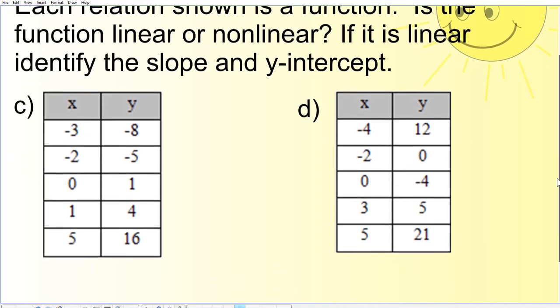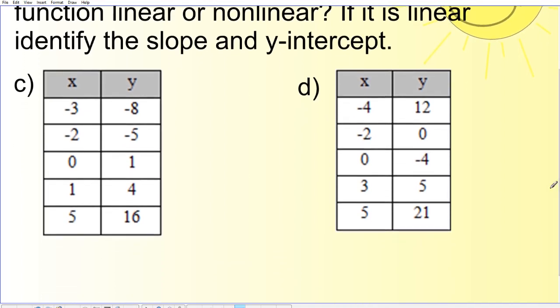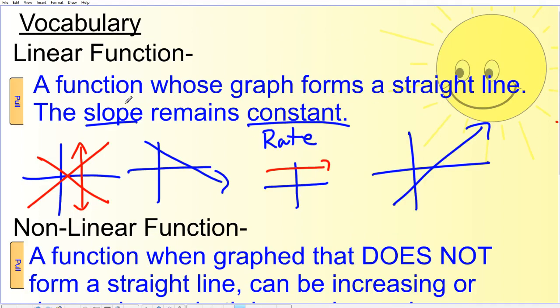Letters C and D. Okay. In both these problems, you see we've got tables. So how would we find out if they're linear or not? Well, if you remember from our vocab words here, a slope is linear if the slope remains constant. If the slope is the same everywhere, that's what constant means: same.